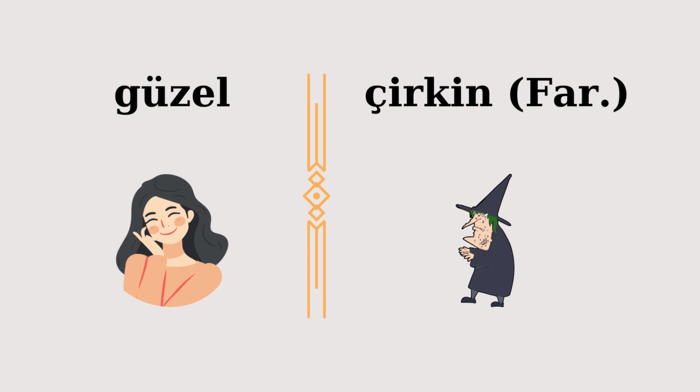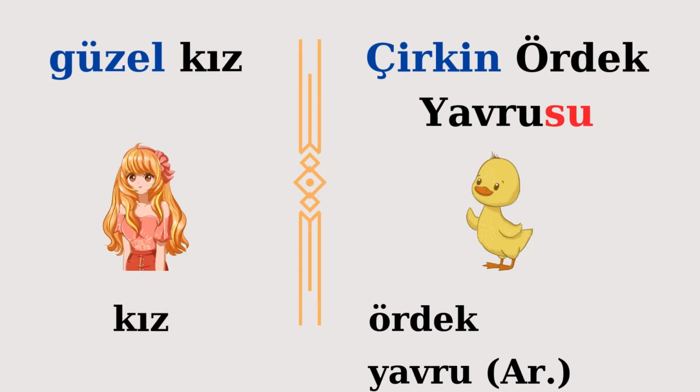Our fourth adjective set is güzel ve çirkin, which means beautiful and ugly. By the way, çirkin is a Persian word. Let's go through our example phrases. The first one is güzel kız, which means beautiful girl. Here, kız means girl. I should note that in Turkish, güzel is commonly used in everyday conversations in addition to its primary meaning. In these occasions, it can mean good or nice.